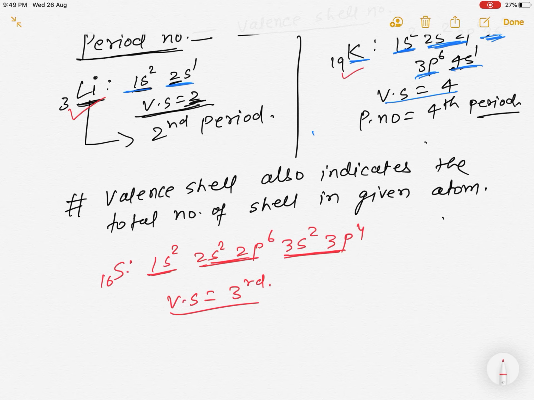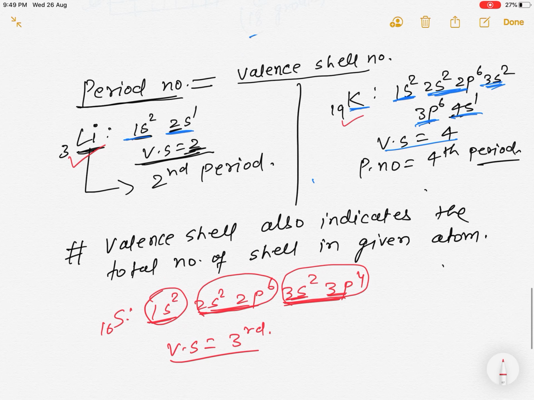Right? Don't get confused about 3s and 3p. Don't count them as shells. They are not shells. 3s and 3p are subshells, if you remember. But these subshells belong to one shell, which is the third shell. Similarly, other subshells belong to the second shell, the first shell, like that.